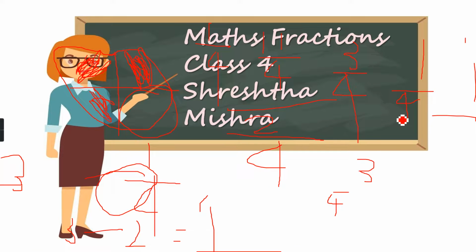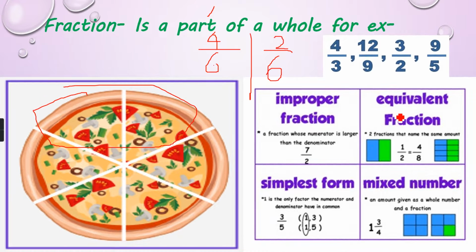So this is the way, and we have learnt about this. Now let's come. So these are the examples: 4/3, 12/9, 3/2, 9/5. These are the examples of fractions. This is how we see fractions. Now with the example of pizza, we are very clear with the parts of the fractions and the shading fraction.